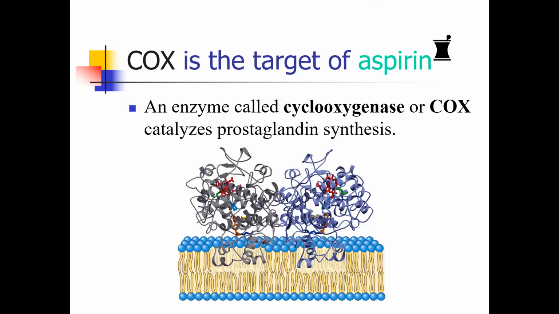Okay, here is the structure of cyclooxygenase. You can see it's embedded in the membrane. You can also see it's a paired enzyme. It's a dimer. And it's not terribly clear, but you should be able to see a substrate that is in there. That substrate is arachidonic acid. And there's a piece sticking over here, and it's a little clearer over here.